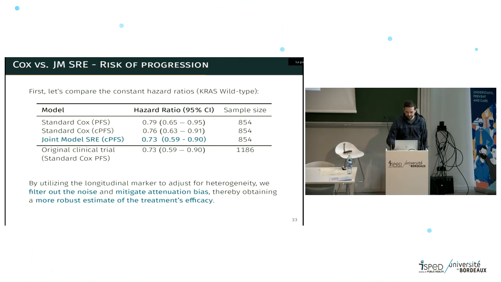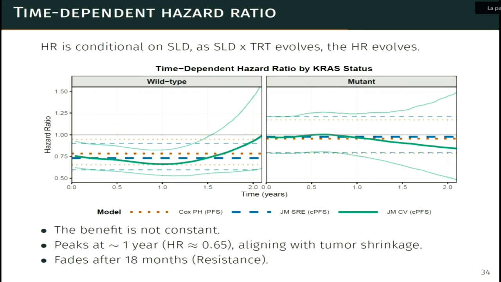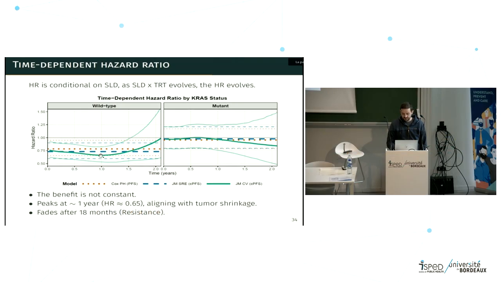It's looking good. We also have the joint model with current value, where we have a time-dependent hazard ratio now. We can plot it because it's not a single value anymore. And you can see we have evidence. The benefit seems not constant. It peaks at 1 year with a hazard ratio of 0.65, so stronger than the constant one, which averages over the entire follow-up. And it fades after 18 months.